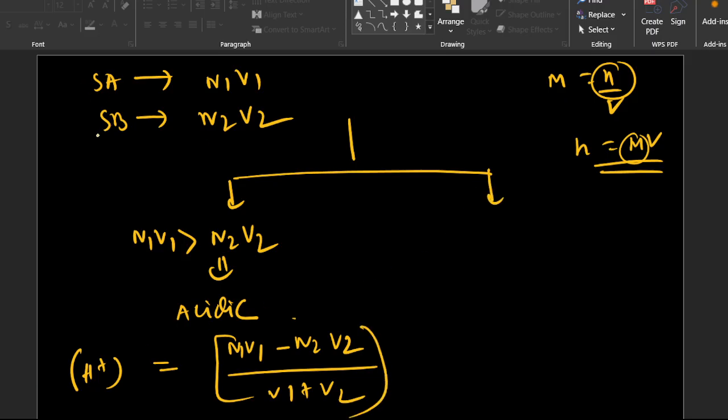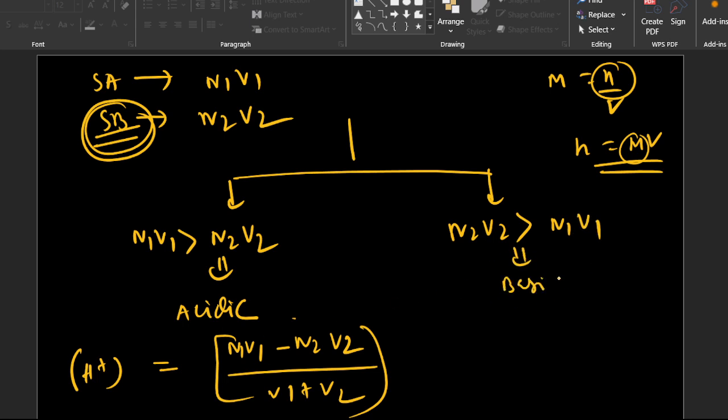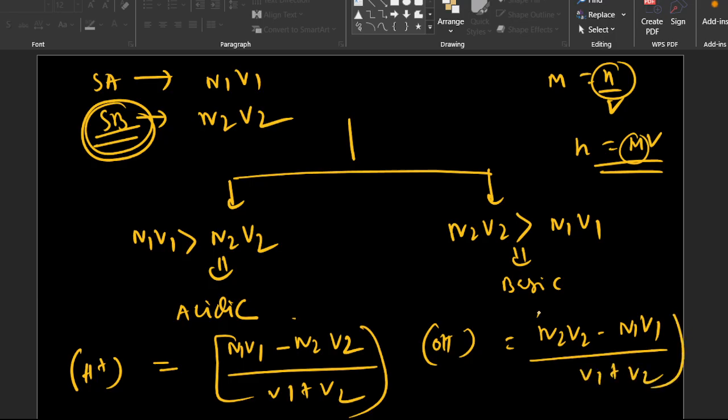And if the concentration of OH minus is more, then what happens? N2 V2 is more than N1 V1. Then the solution becomes basic because the concentration of OH minus is more. So for that, I will calculate the OH minus concentration, that will be (N2 V2 minus N1 V1) divided by (V1 plus V2), and these solutions will be basic.